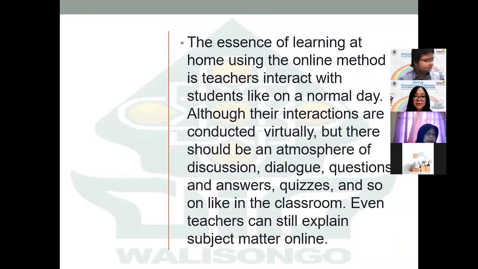And then, as we know, English is not their mother tongue, so English is assumed as a difficult subject for most of the students.